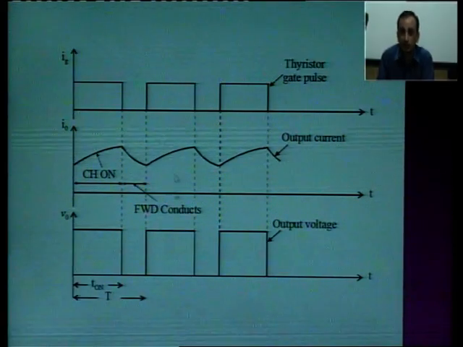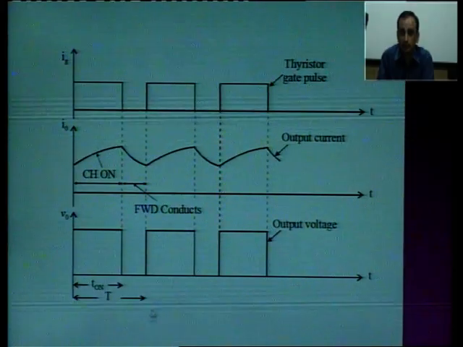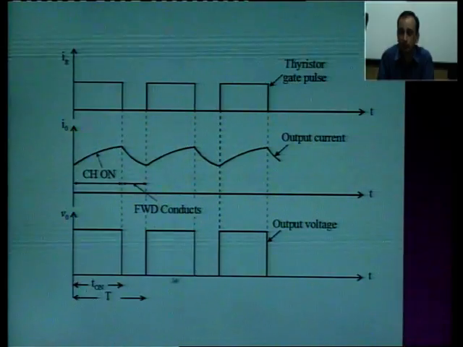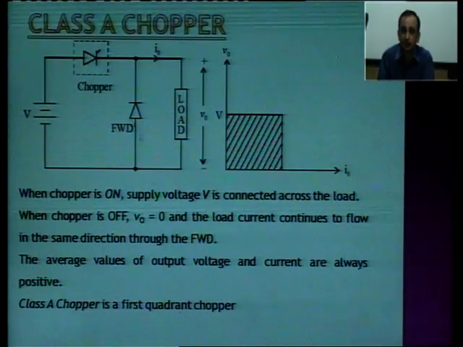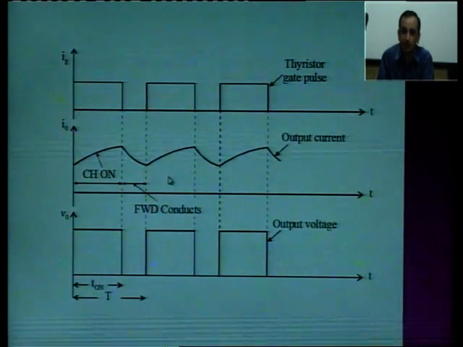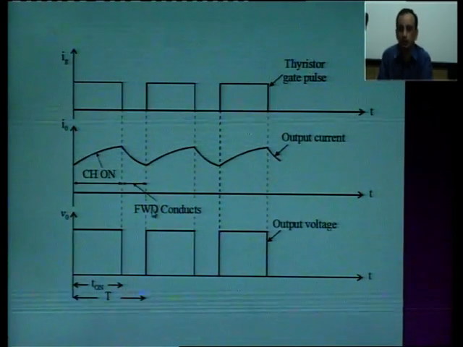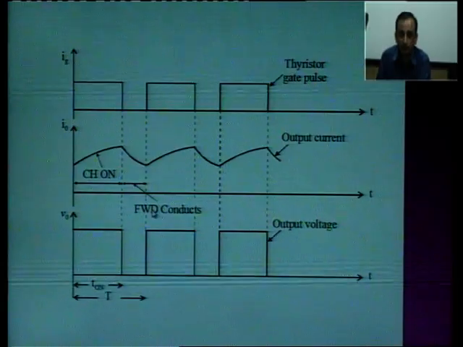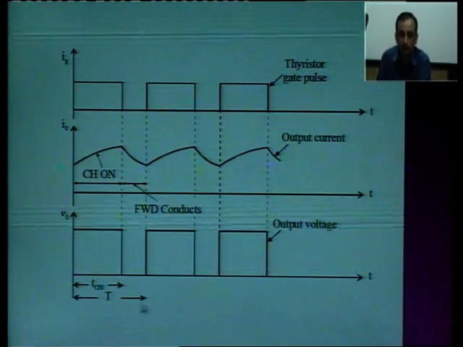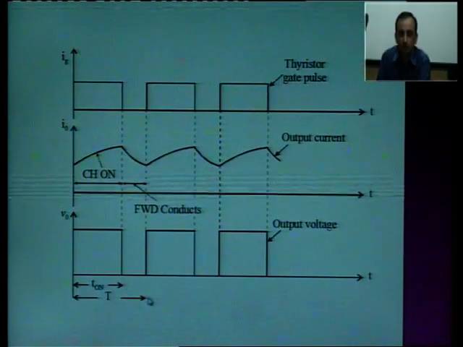Again when we turn it on, we apply the gate pulse again. Current starts building up again, and the voltage appears across the load, because the SCR is on and the voltage source is directly applied across the load. This is how we can find out the voltages, and we can find the average value of the voltage here. This is the turn on time, and the time period is T.